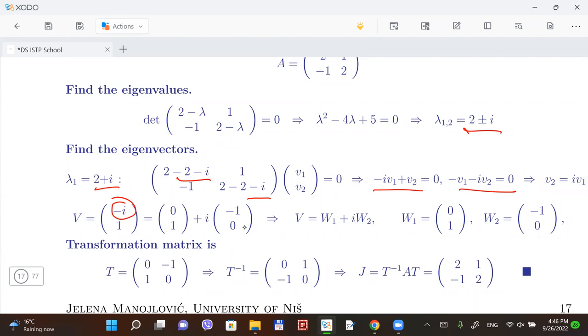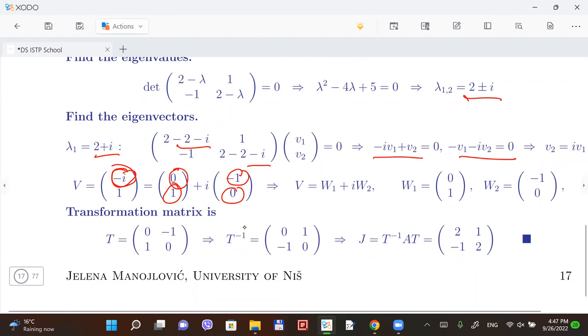Now, as I said, we obtain complex eigenvectors. Now you have to separate the real and imaginary parts. What is the real part of this vector? Here it is 0, and for the second the real part is 1. Plus, what is the imaginary part? Of course, minus 1, and the second is 0. So just separate the real and imaginary parts of this vector, because now we will make the matrix transformation. This is the first vector, and this is the second vector. This is the matrix.